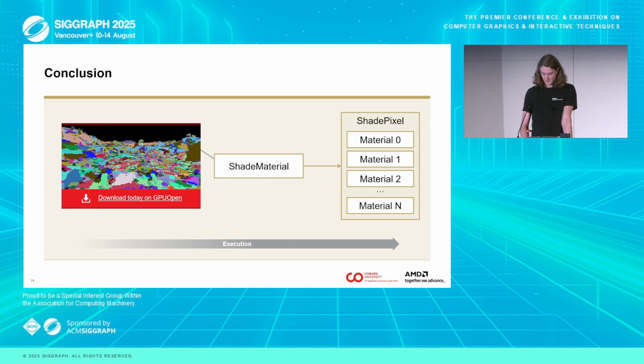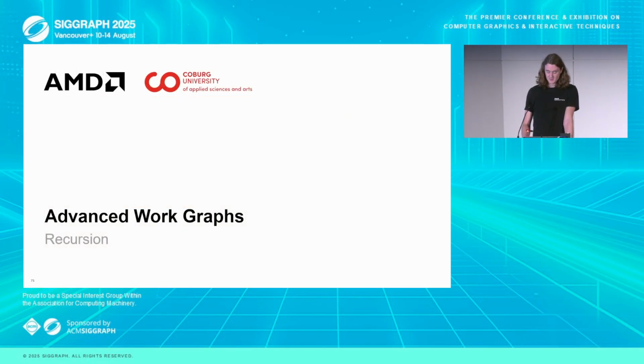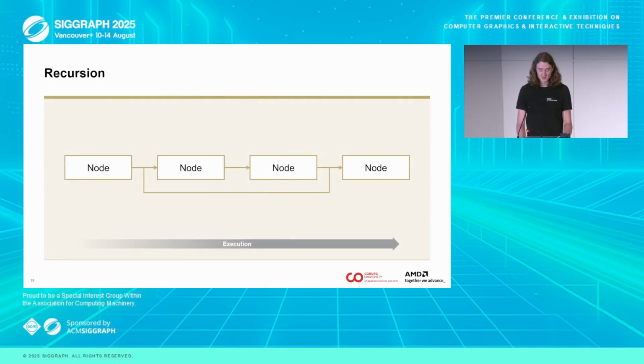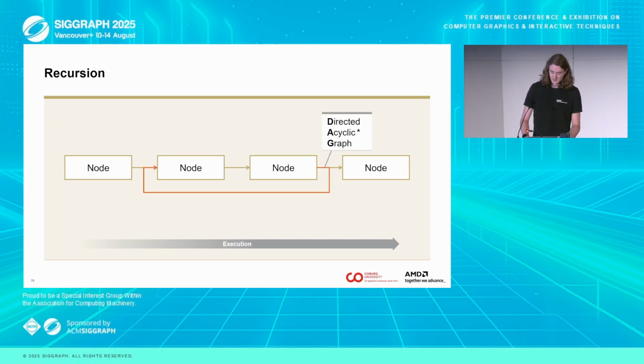So with this, we can move on to two more concepts for advanced work graphs. One of them would be recursion. As we said in the beginning, if we look at the structure of a graph, it has to be a directed acyclic graph. So connections like these that loop back through multiple levels would not be allowed.